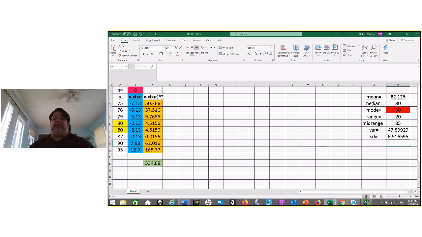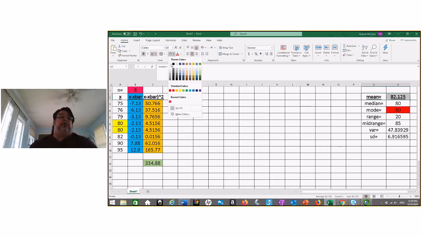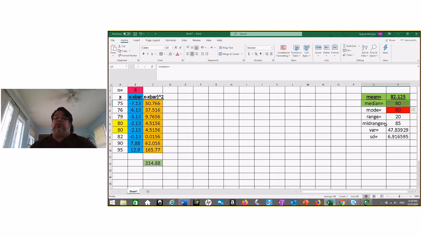Now, as I said the last day we met, I think, these numbers right here are your indicators. The three most important numbers are the mean, median, and the mid-range. Those three numbers right there should be close together, depending on how your numbers are lined up.